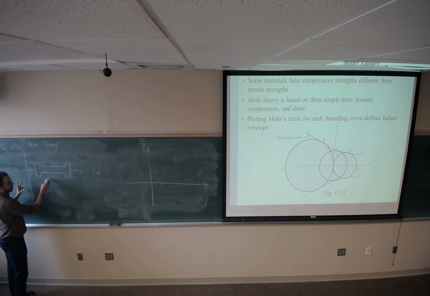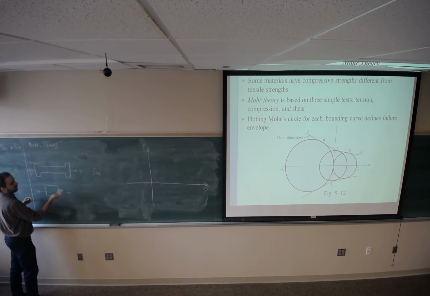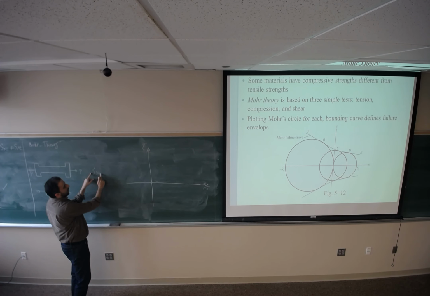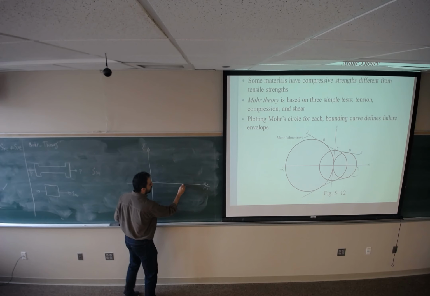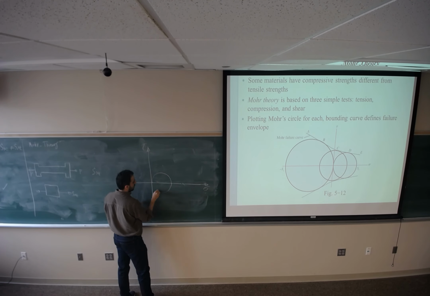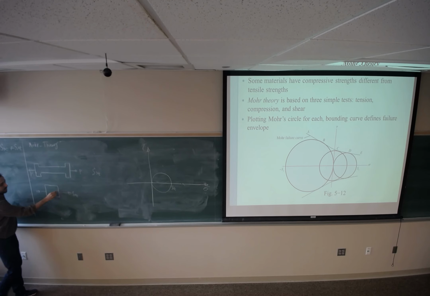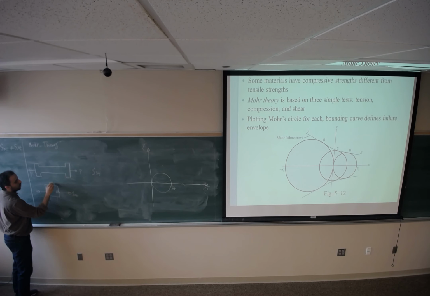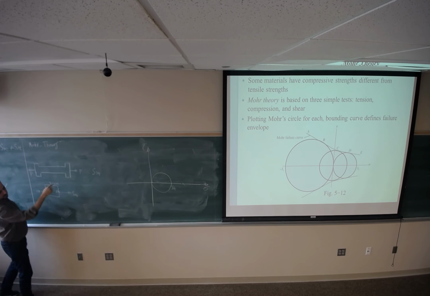For this test, if I want to draw the Mohr circle, I only have normal stresses. At the failure point, this stress is going to be equal to SYT. So if I want to locate that, it's going to be somewhere here and here. The circle is going to look like this. Just imagine one point here, point A, point B. Point B is 0, 0, which is the origin. Point A is going to be SYT at 0, and we draw a circle.